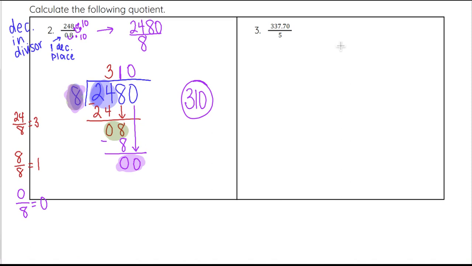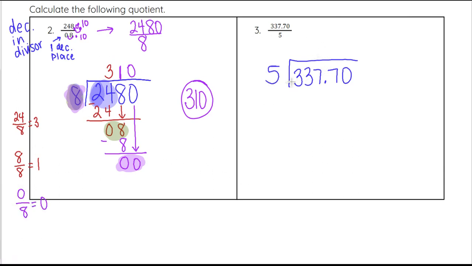So I just want to make that note, and I'll talk a little bit more in a second about what happens if we do end up with a decimal in the top and the bottom. How do we work with that? And I'll detail that a little bit more with an example. But for now, we see that the bottom, the divisor, does not actually have a decimal in it. So we go ahead and set up our division problem, 337.70 divided by 5.